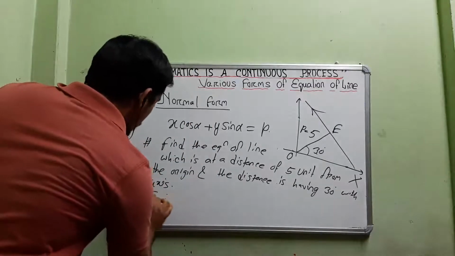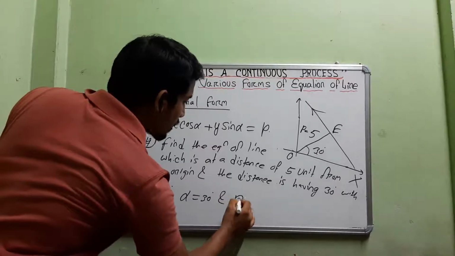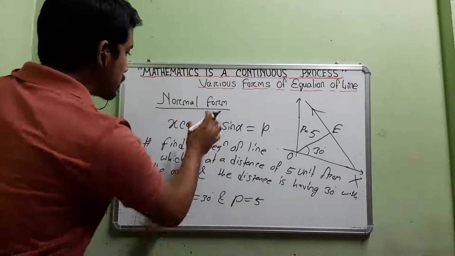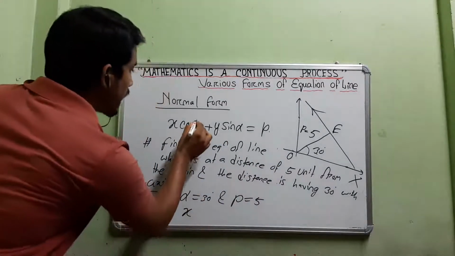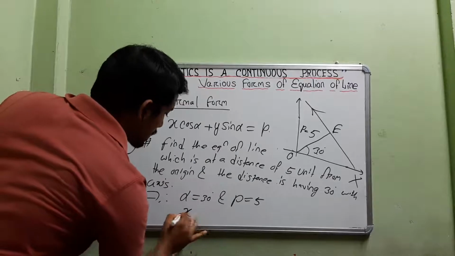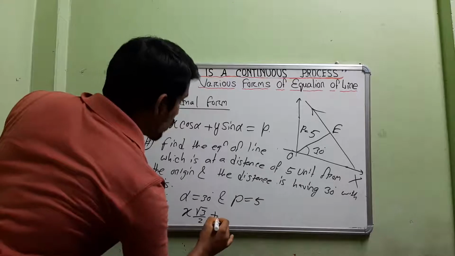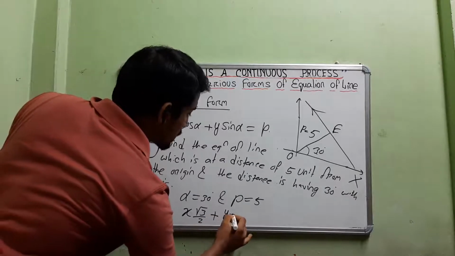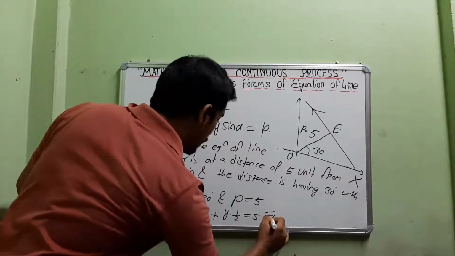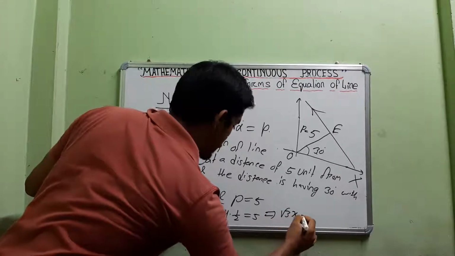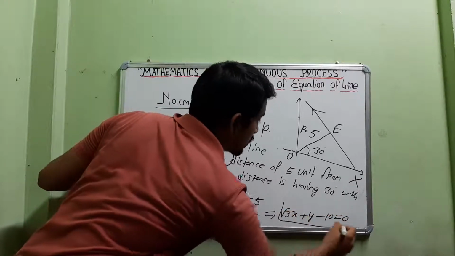So the solution: alpha equal to 30 degrees and the distance from the origin P equal to 5 units. Just put the values. Therefore the equation of the line will be x cos 30, alpha is 30, no? Cos 30 is root 3 by 2. So x into root 3 by 2 plus y into sin 30, that is half, equals 5. Just simplify this. After simplification, we get root 3x plus y minus 10 equals 0, which is the equation of the straight line.